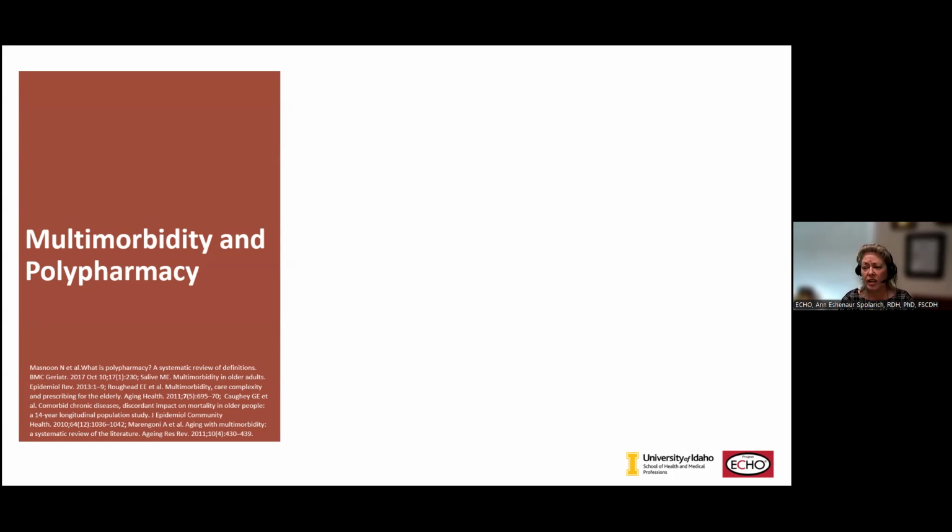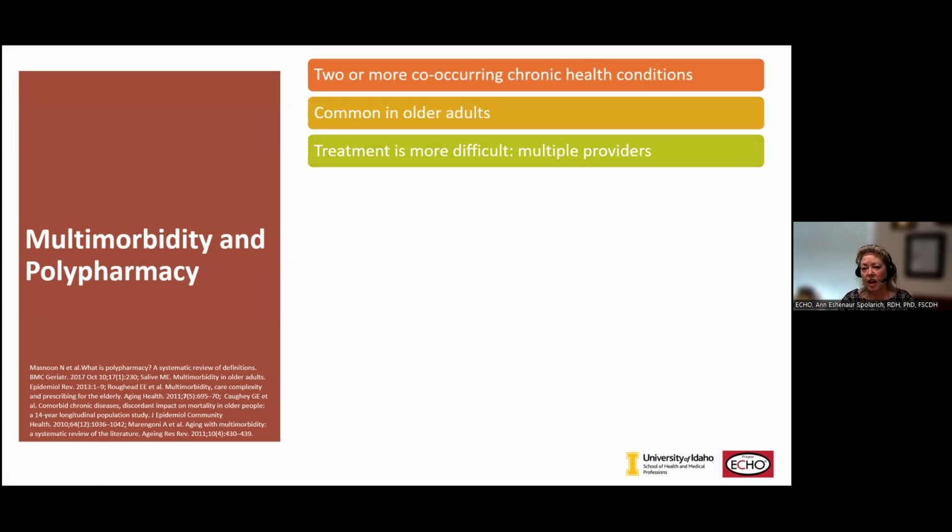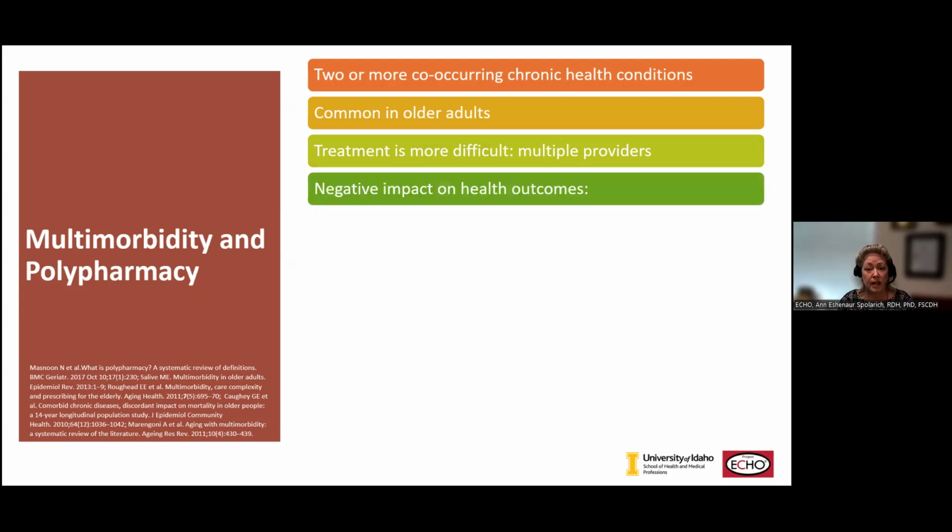So, when we take a look at medical complexity, we also refer to this as multimorbidity. And you're really talking here about when people have two or more co-occurring chronic health conditions. And certainly when we look at the US population, we know that this is most of the adults that we see in our practice settings. This is especially common, of course, in older adults, and treatment and management is much more complicated because we have a lot of providers who are contributing to the mix.